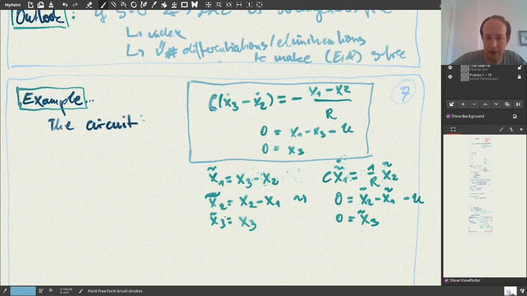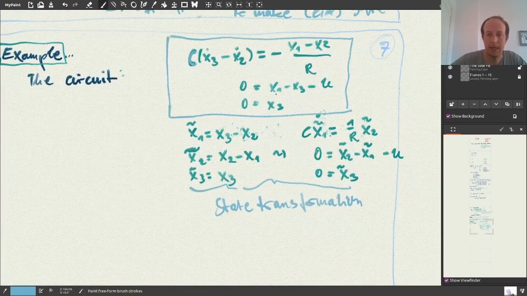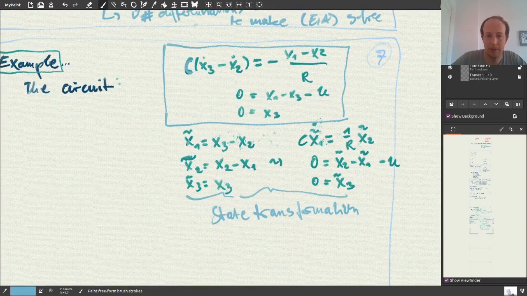We do a state transformation. So this will be a state transformation, so that the system looks easier. First thing that we do is define x1 tilde as this, x3, x2. You see why? Because then here we will only have Cx1 tilde as the right hand side. Then we also define the x2 tilde to be this. So here we will just have the x2 tilde.